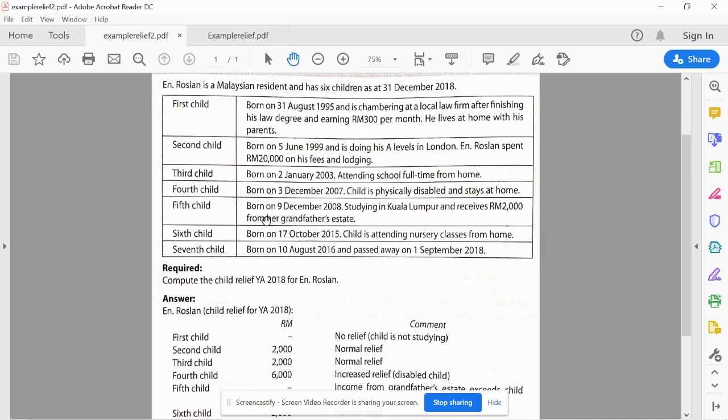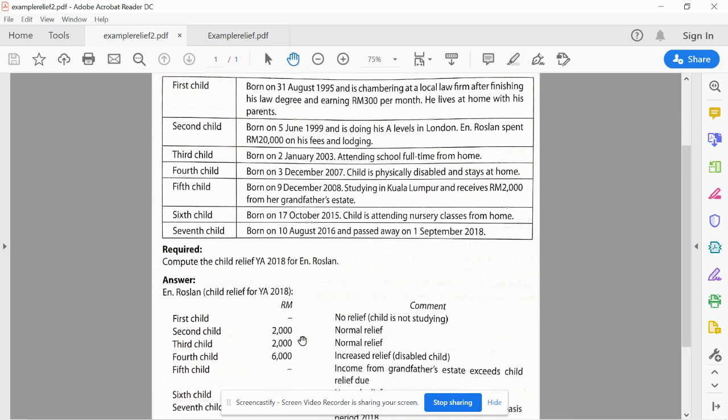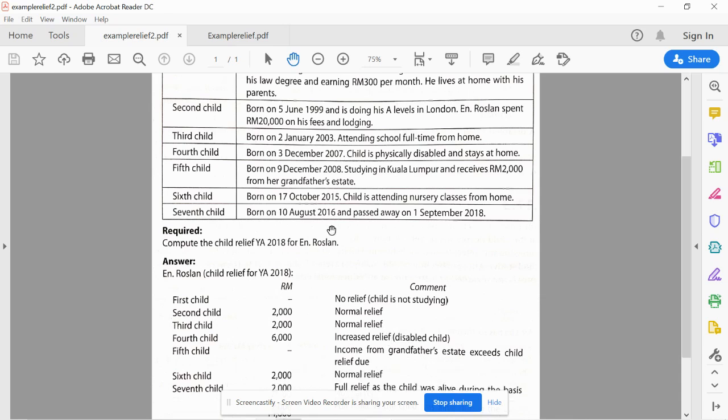For the fifth child, even though this child is less than 18 years old, she studied in KL and received 2,000 ringgit from her grandfather's estate. Alright, in general, for parents to claim for a child relief, the parents must maintain the child. But here it says that the grandfather maintains the child. So for the fifth child, there is no child relief because she has an income of 2,000. The sixth child, normal relief, attending nursery classes from home.